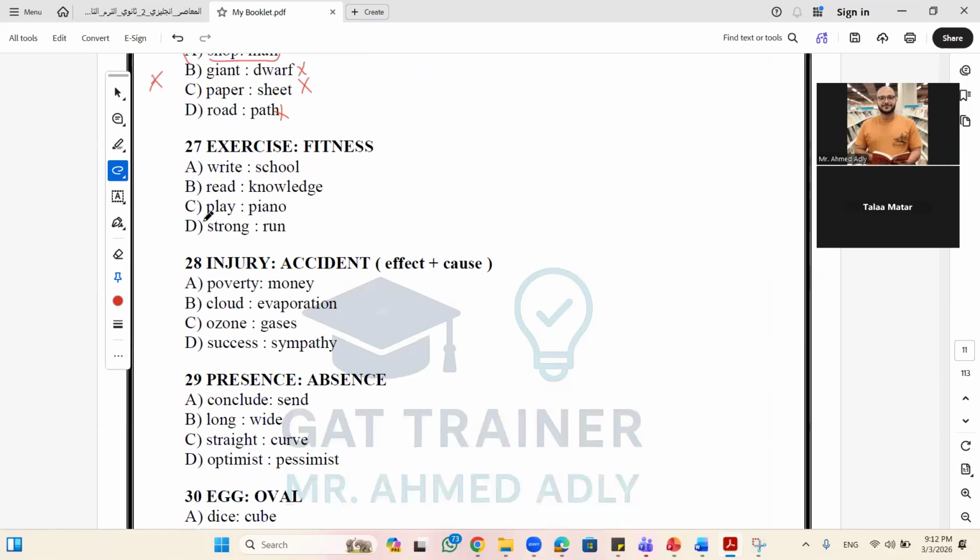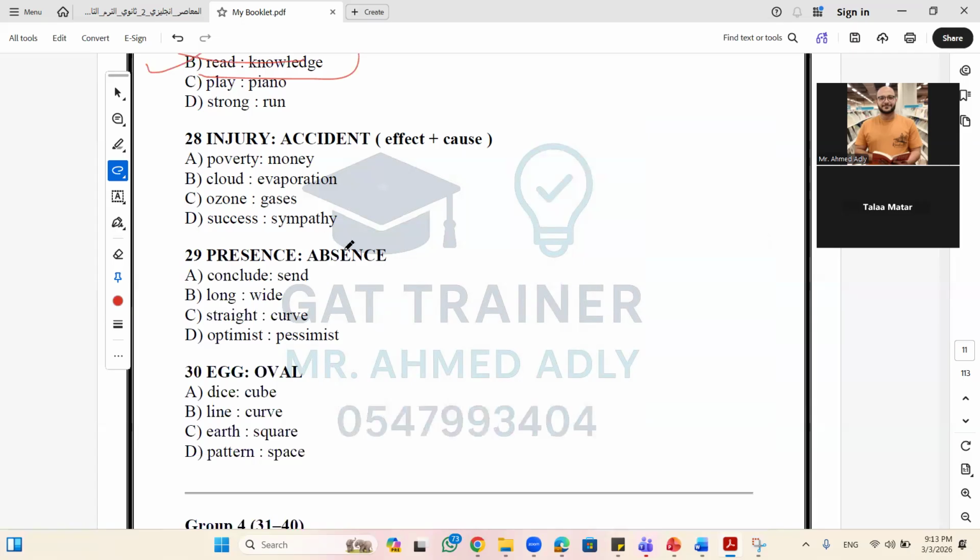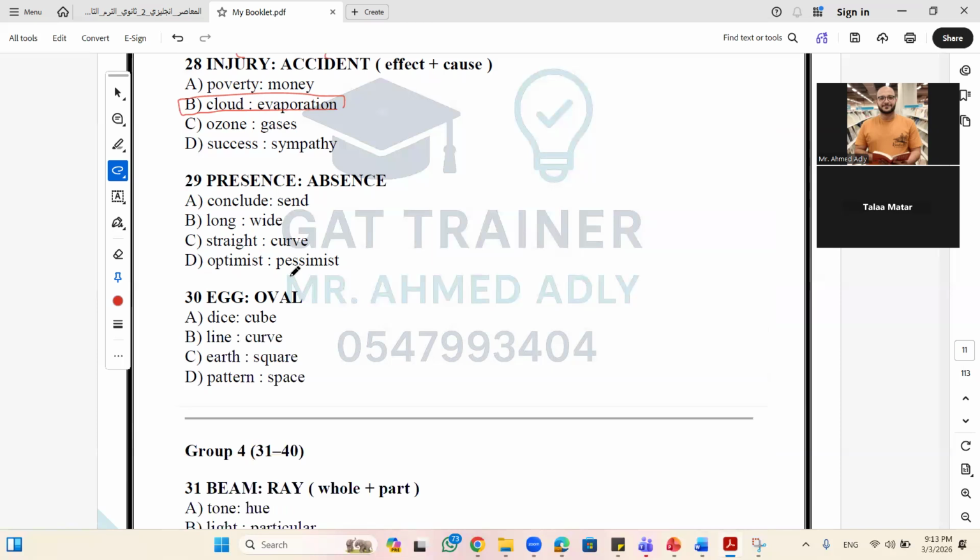Exercise to gain fitness. Read and knowledge. Good job. We exercise to gain fitness, like we read to get knowledge. Good job. 28. Injury and accident. Here we have effect first, but here we have cause. Cloud and evaporation. So do we have cloud because of evaporation? I second that. Perfect. So this is the effect. After evaporation, we get clouds.